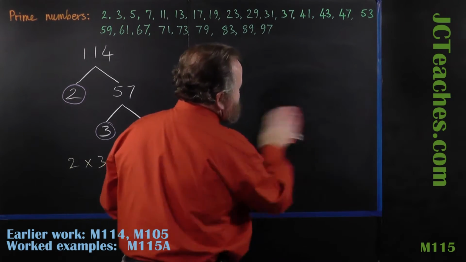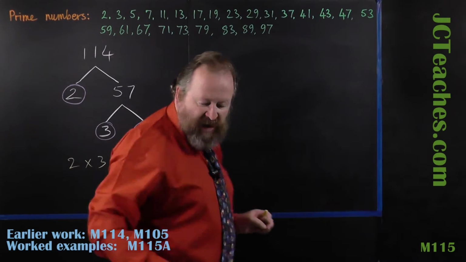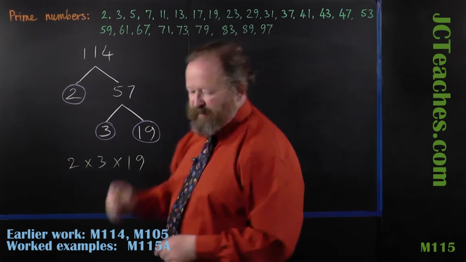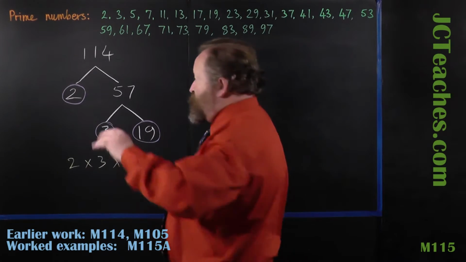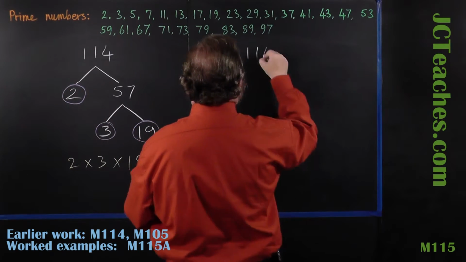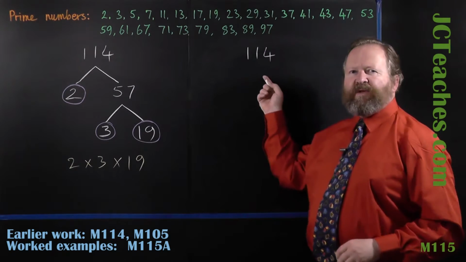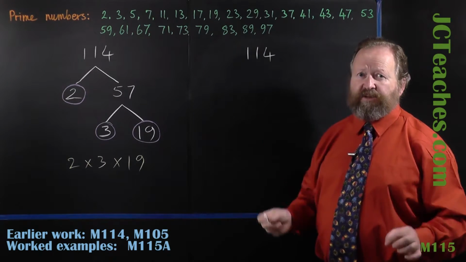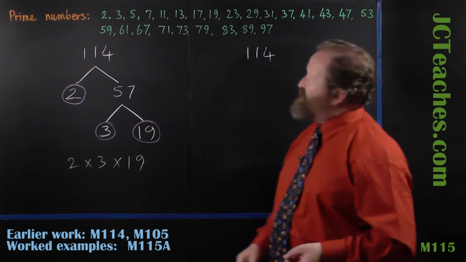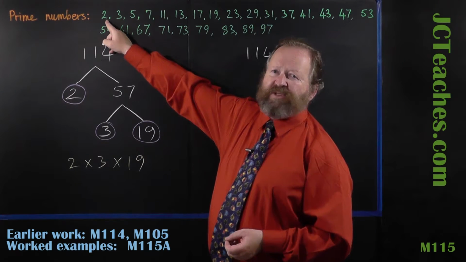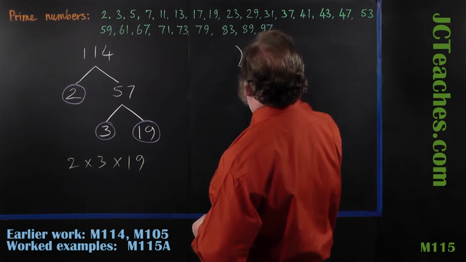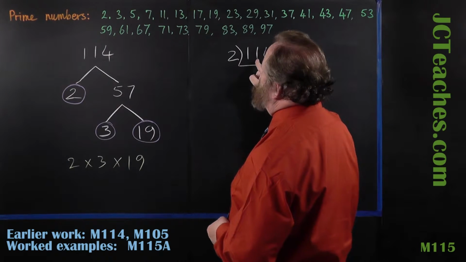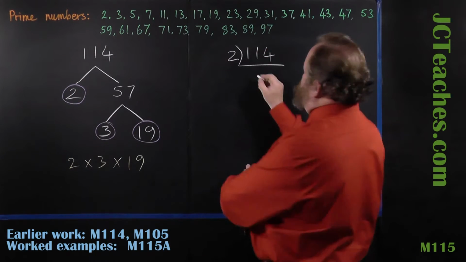In case you prefer a slightly more logical, I think, approach, I will use initially the same number. So I'll do 114 again, so you can compare the two. So I'll start again with 114. Now this time what I'm going to do is divide it by prime numbers starting with the first prime number, which is 2. So I do this and I put a 2 in there. 2 into 114, as we know, is 57.